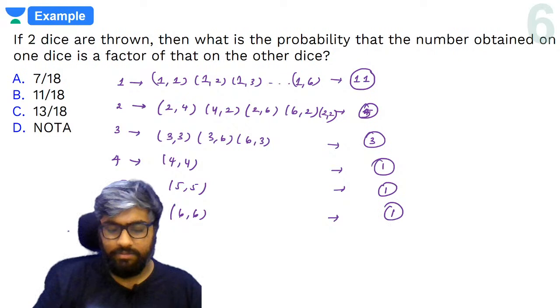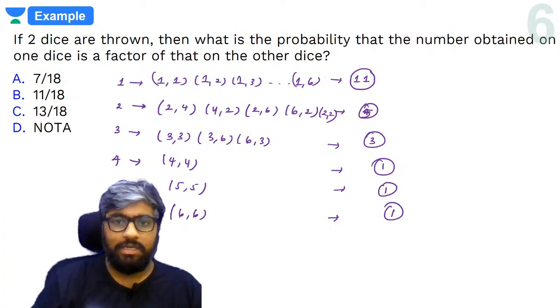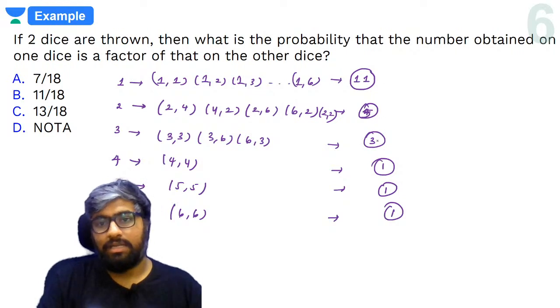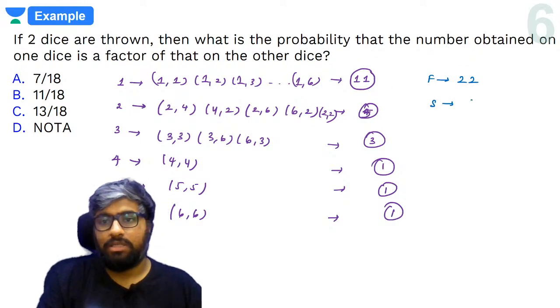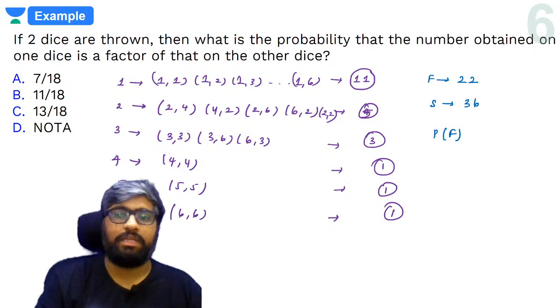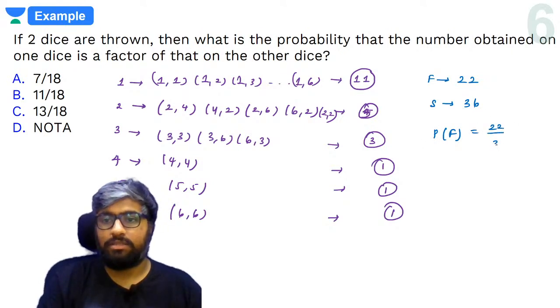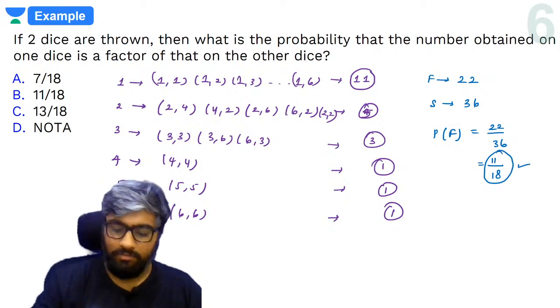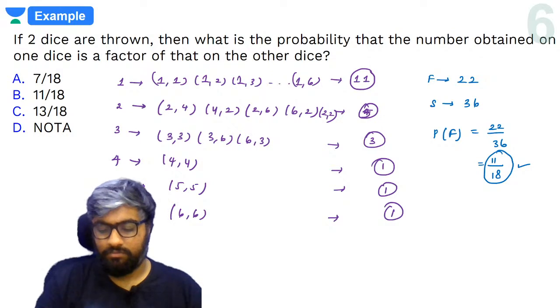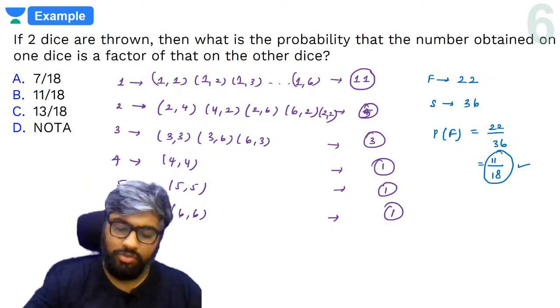Are you understanding this, guys? So what happens here ultimately? You have 11, 16, 19, 20, 21, 22 such cases. Yes, so your favorable outcomes are what? 22 cases. Our sample space is how much? 6 square, that is 36. So what will be the probability of the favorable event occurring? 22 by 36, which is 11 by 18. Got it? Super.